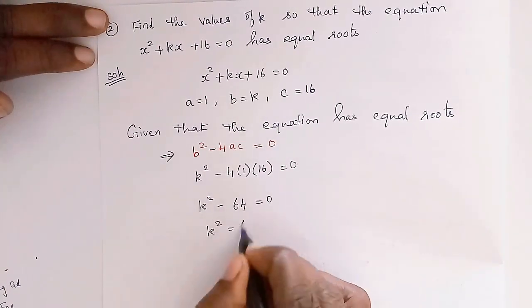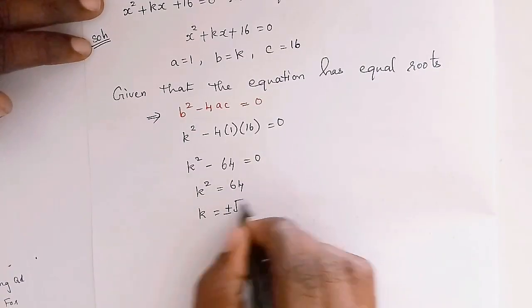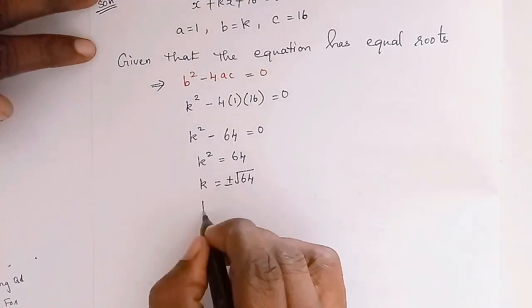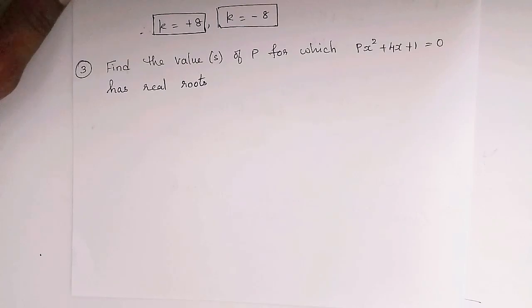That is k square equal to 64. So k is equal to plus or minus square root of 64. That is k is equal to plus or minus 8. We will start with the next problem.